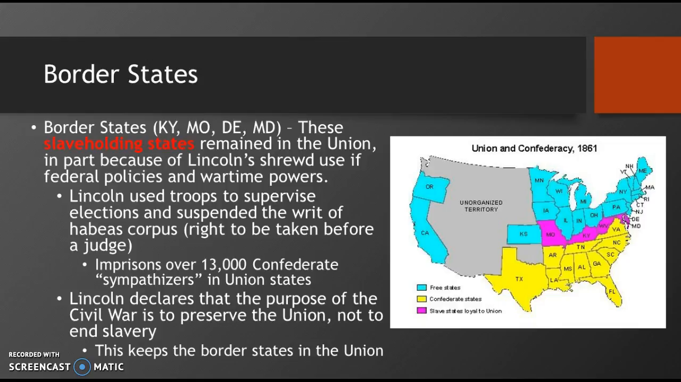Remember, these are slave-holding states: Missouri, Kentucky, Delaware, Maryland. So if he goes out and says publicly that he wants to end slavery and the Civil War is about taking slaves away from the Southerners, well, then those border states are going to join the South because they want to keep their slaves. So he has to say the Civil War is not about slavery, it's about keeping the Union together. And that's going to convince the border states to stay a part of the United States.